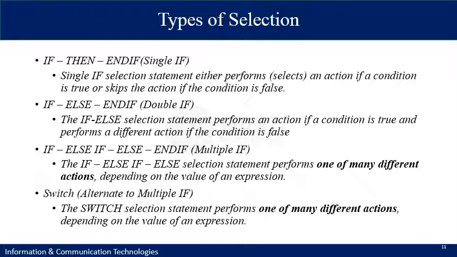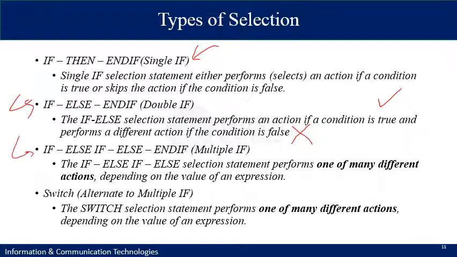So there are different types of selections, such as the if selection, which contains a simple single if. A single if statement either performs an action if the condition is true or skips the action if the condition is false. Similarly, if you want to make a two-way decision, you can employ if, else, and end if. That is the double if statement. The if else selection statement performs an action if the condition is true and performs a different action if the condition is false.